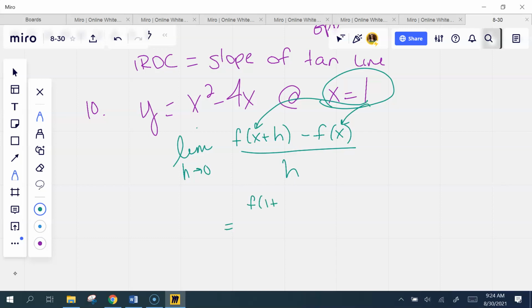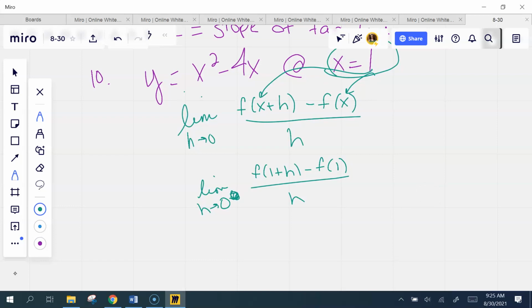So f of 1 plus h minus f of 1 over h, and I didn't mean to put, this is where they'll dock you a point. This is what they were talking about, how I just put it equals that. It does not equal that. I forgot my limit there. f of x is x squared minus 4x, right? So I'm going to put 1 plus h in for the x's, 1 plus h squared minus, and when we get to 3, you'll see the shortcut that I show you, you'll be so mad.